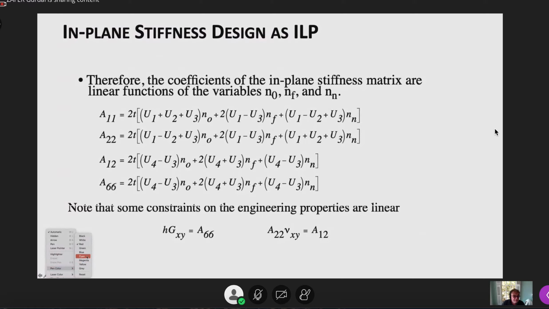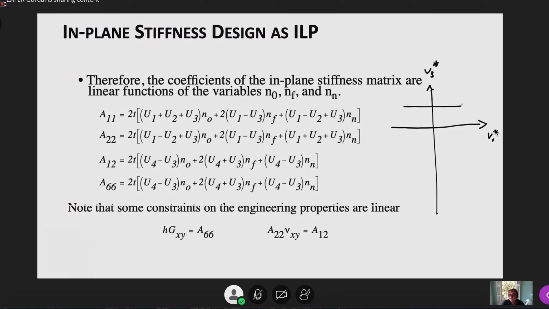Okay, pen color, let's make it black. So our diagram, V1 star and V3 star for in-plane lamination parameters, was something like this. And this is not to scale, but this was all 0-degree layups. This was all 90-degree layups. This was all 45-degree layup.